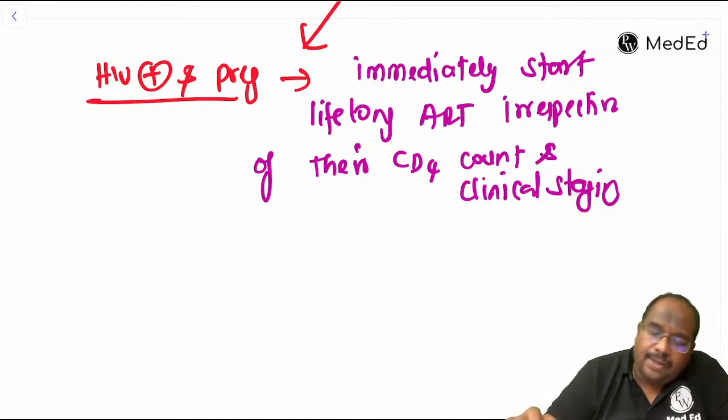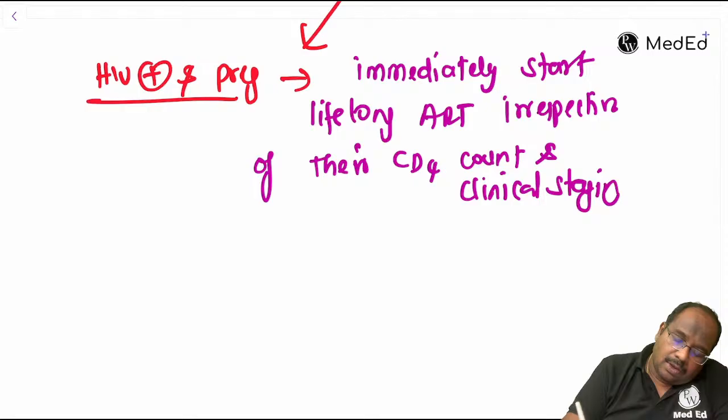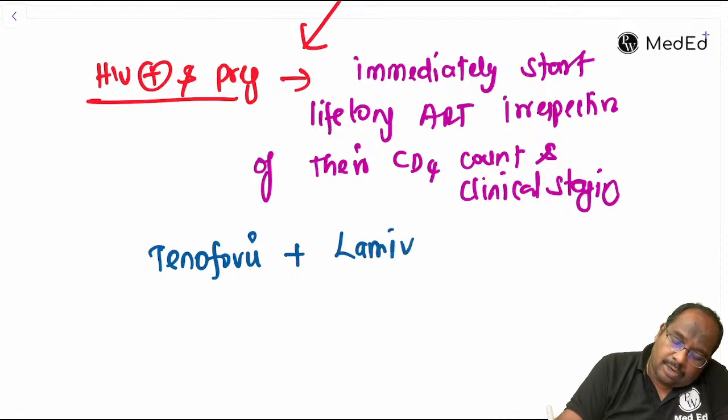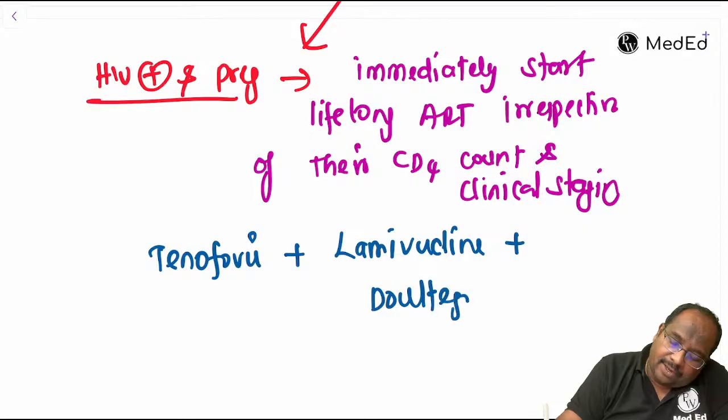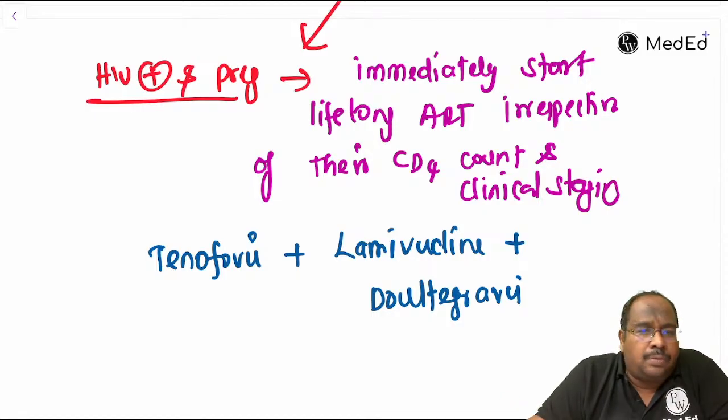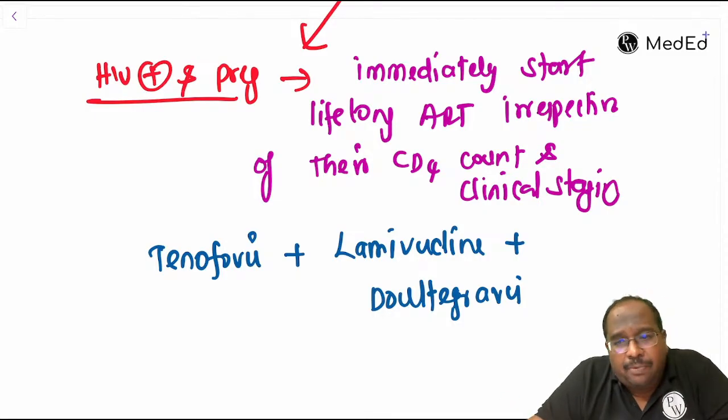What drugs are we providing? The same drugs that are given in the adult case: TLD, tenofovir, lamivudine plus dolutegravir. Immediately you have to provide this for all HIV positive. Previously we used to provide nevirapine. Now this has been extended to all HIV positive, irrespective of CD4 count and clinical staging.